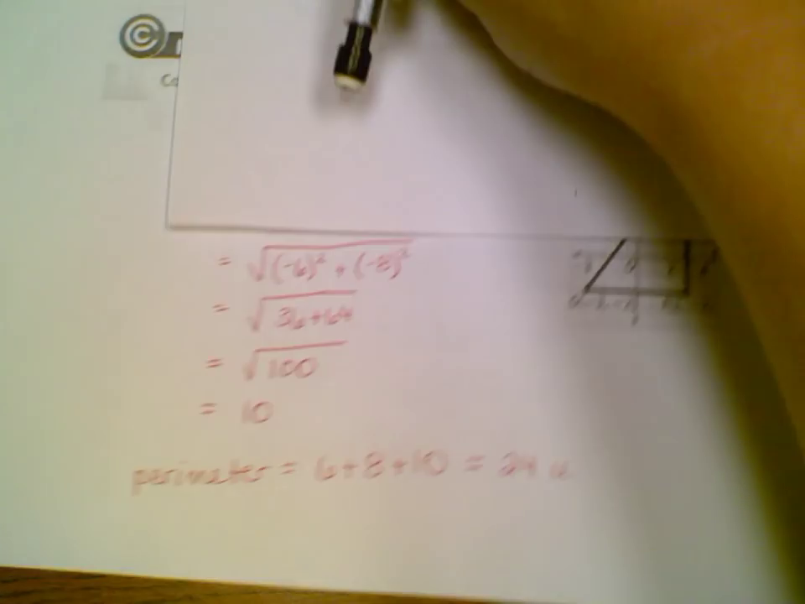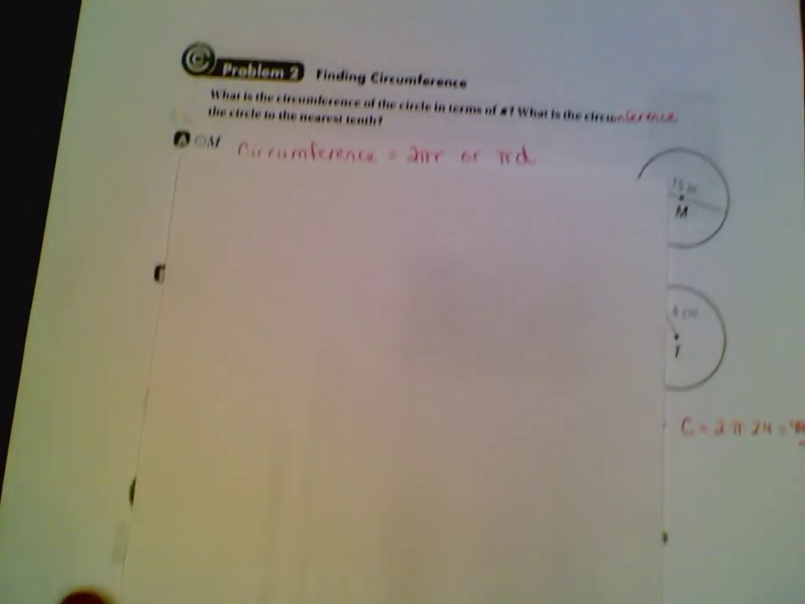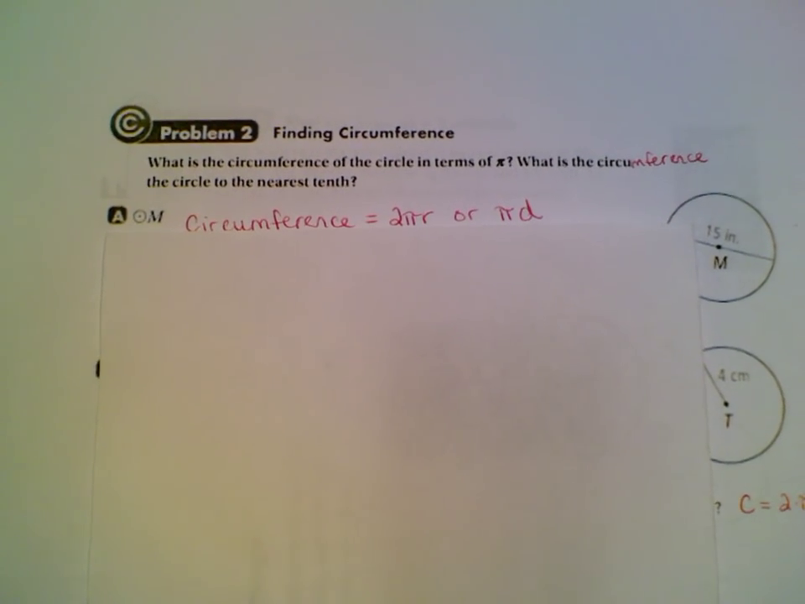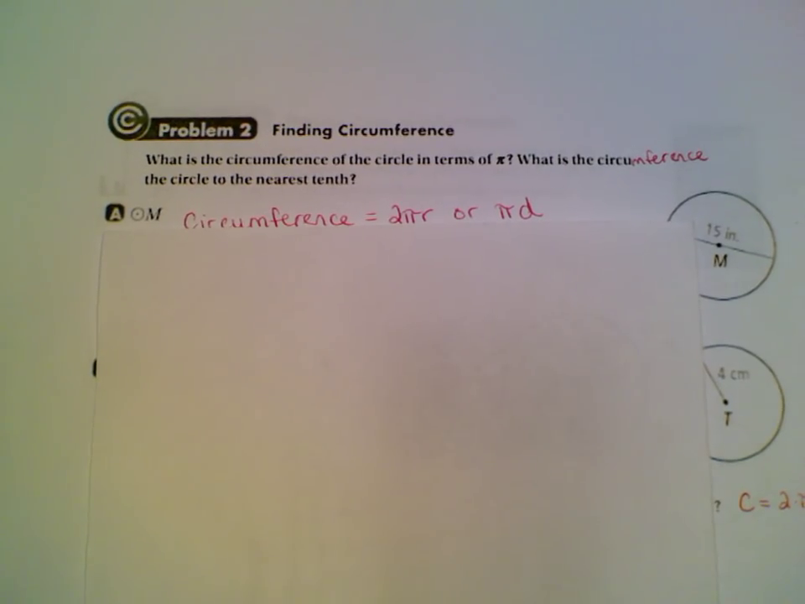Alright, let's take a look at some of the other formulas. Some of the other formulas involve using circumference and area. And so this next problem is saying, what's the circumference in terms of pi? What's the circumference of the circle to the nearest tenth?